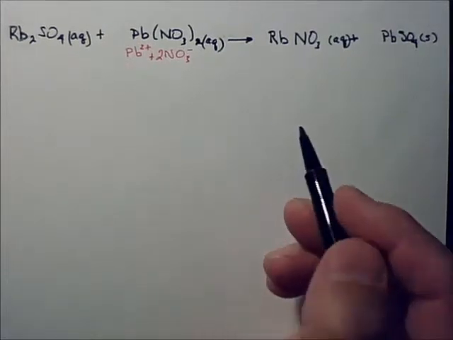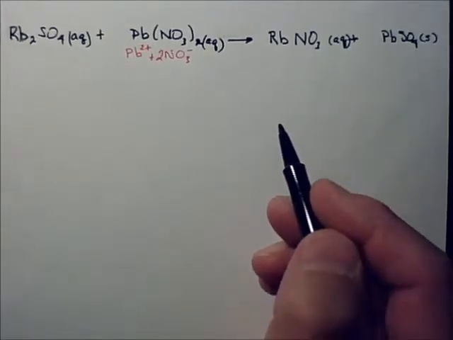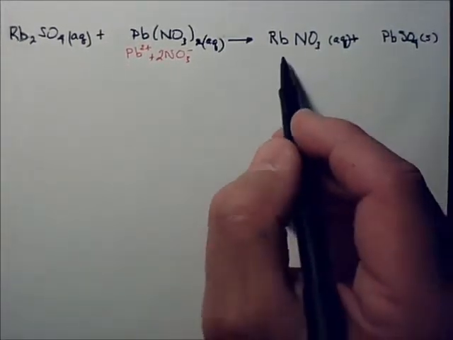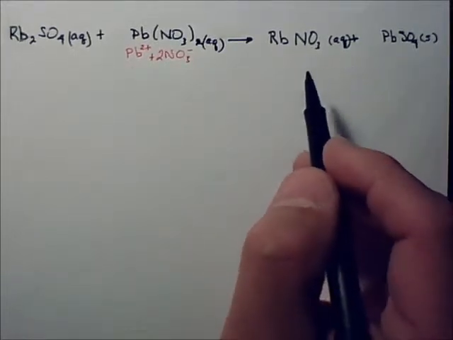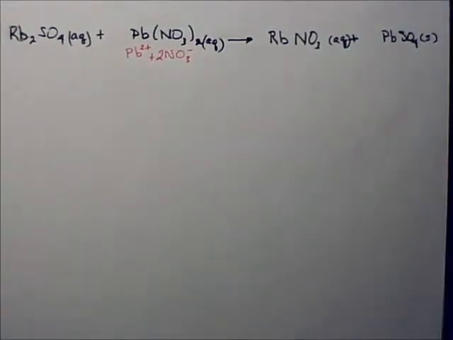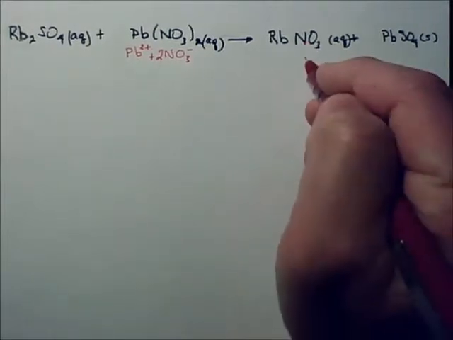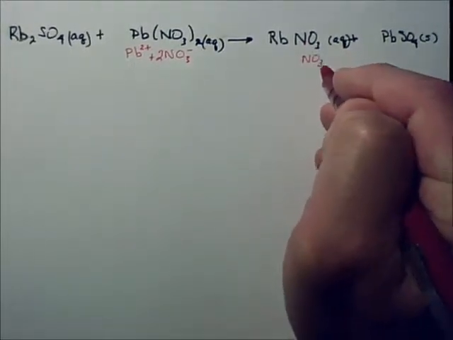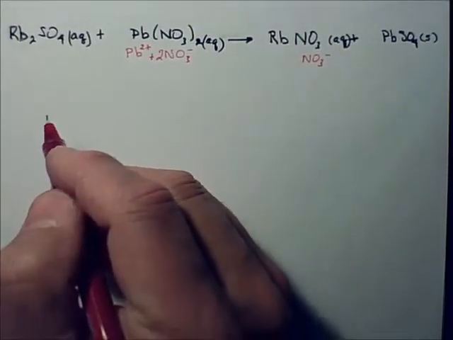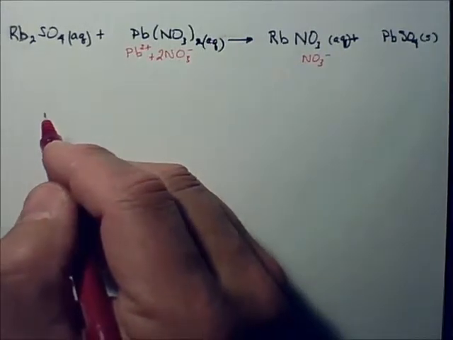So do we have a driving force? Yes, we have a driving force. Now, once we know we have a driving force, we're ready to balance the formulas. We need to know the charge on the rubidium. We already said nitrate has a 1 negative charge. What's the charge on the rubidium? Where would you find that?